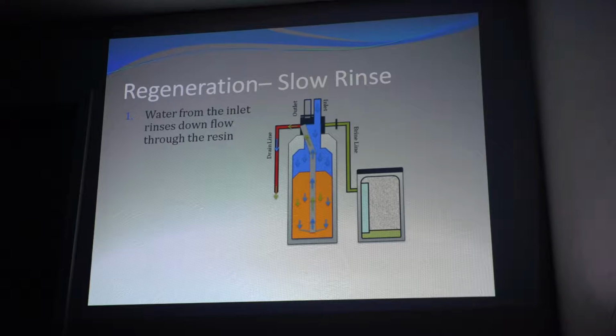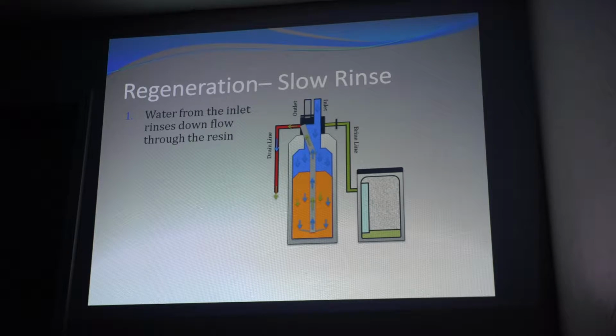And here, we go to a slow rinse. When it draws brine and it rinses down through that resin, it's water from the inlet that rinses down through the resin, and this is why we like to sell twins on residential applications where there's cannons or high iron, because the key here is that the water from the inlet rinses down through the resin.